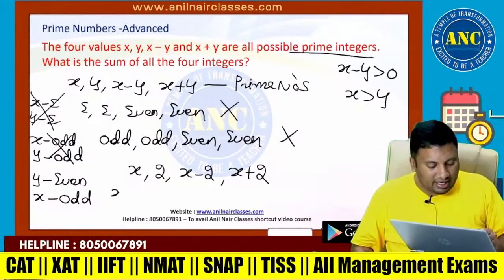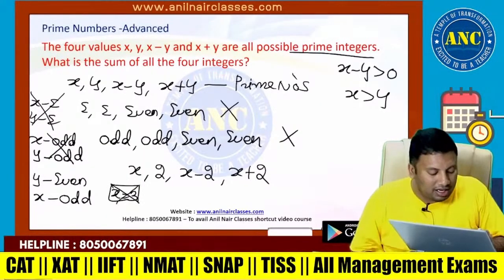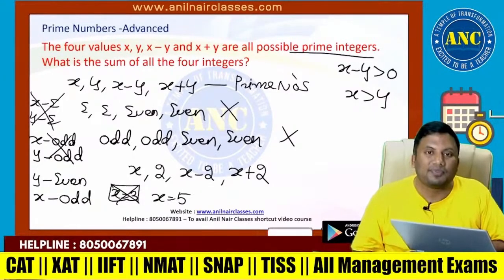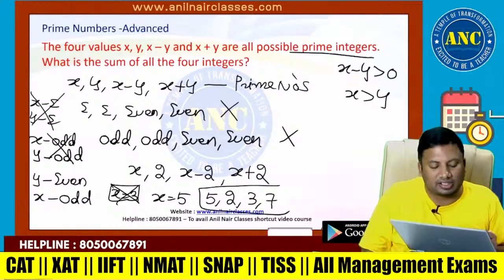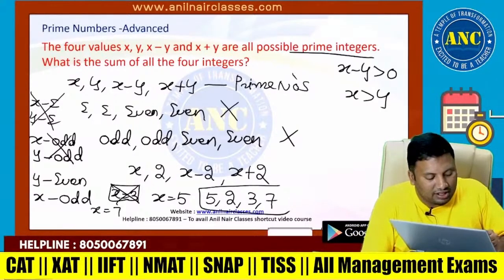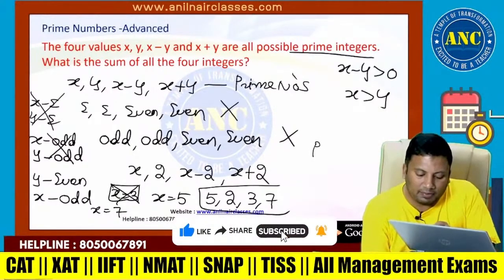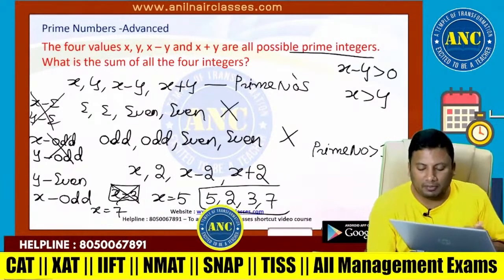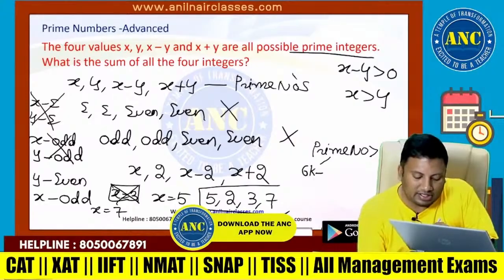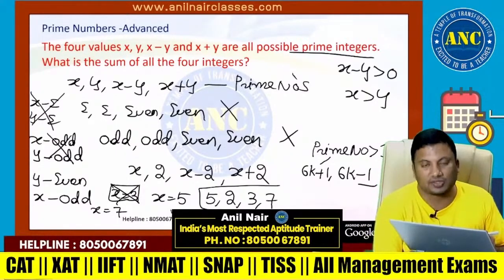If I take x equivalent to 3, 3 minus 2 is 1. 1 is neither prime nor composite. X is 5: 5 and 2, 5 minus 2 is 3, 5 plus 2 is 7. It is satisfying. Suppose I take x value 7. Now see here, any prime number greater than 3 can be taken as 6k plus 1 or 6k minus 1. Am I right?